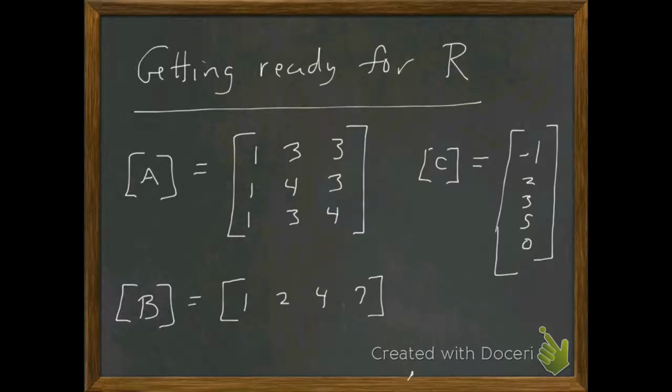So, guys, I'm going to jump over to R. When I reference A, B, and C, these are the matrices I'm actually going to be referencing. A is a 3x3 matrix, B is a row vector, a 1x4 matrix, and C is obviously a 5x1, so it's a column vector. I'm going to want to show you how to set some of this stuff up, okay?